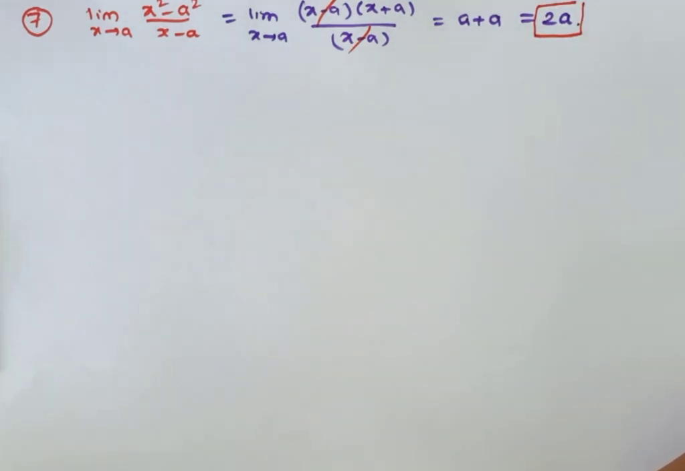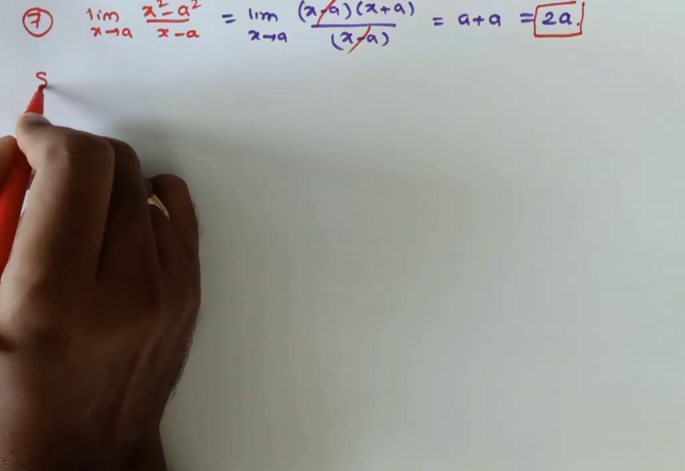If we apply the limit x tends to a directly, then it is a 0 by 0 form. That is called the indeterminate form. So try to search for the common factor of numerator and denominator in this case.